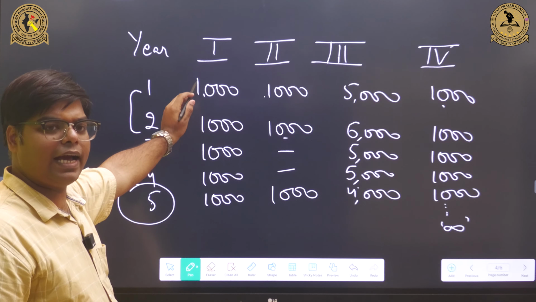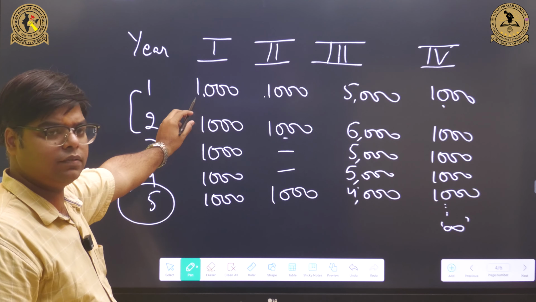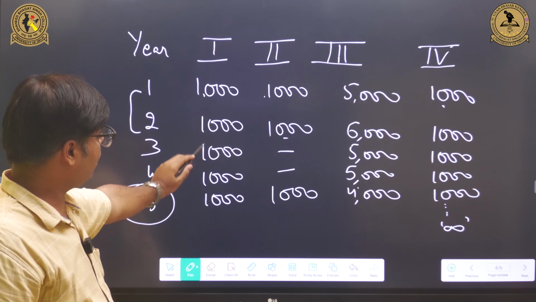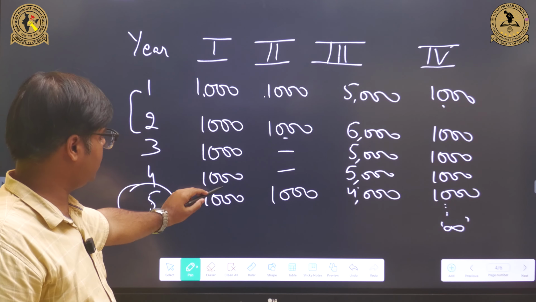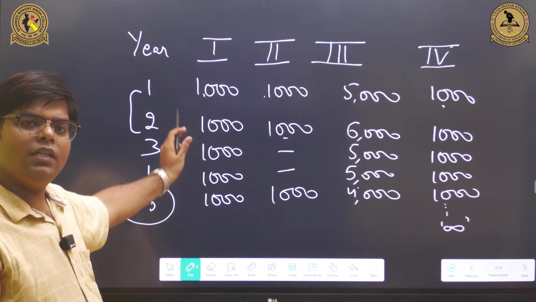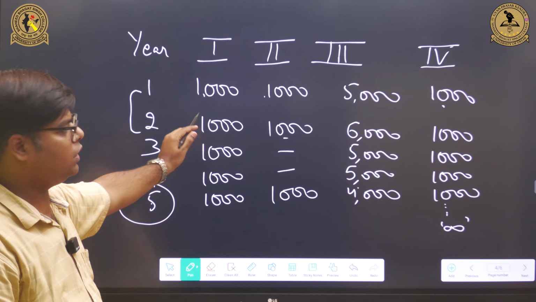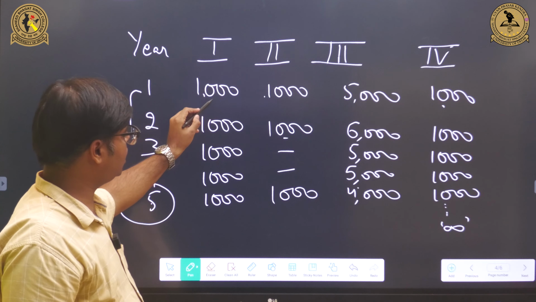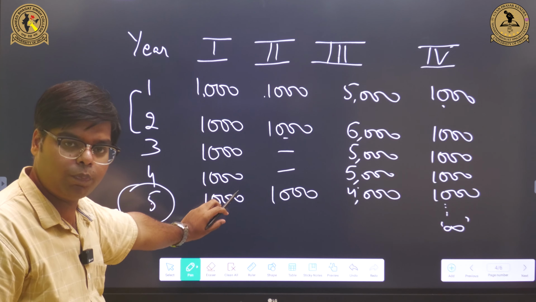If I am saying that I am investing 1000 rupees in year 1, again 1000 rupees in year 2, year 3, year 4 and year 5. This is a perfect case of annuity because my cash flows are equal, that is 1000 rupees.